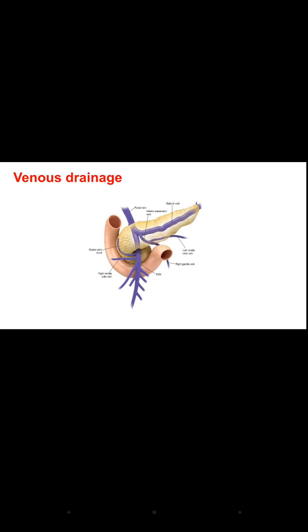Now venous drainage. The venous drainage is by the splenic vein and the superior mesenteric vein, and then they enter the liver through the portal vein. This is the venous drainage: splenic vein and superior mesenteric vein, and then they will enter the liver through the portal vein.